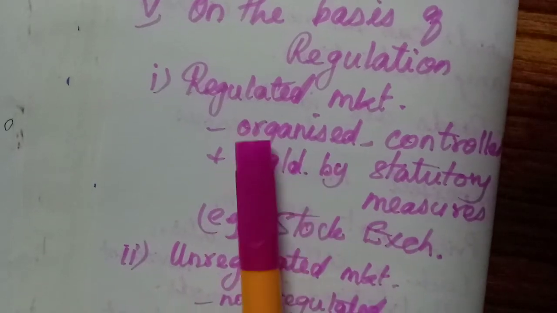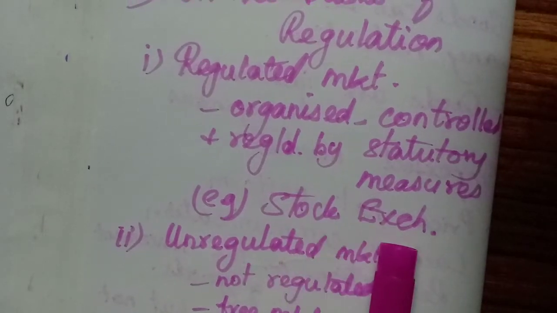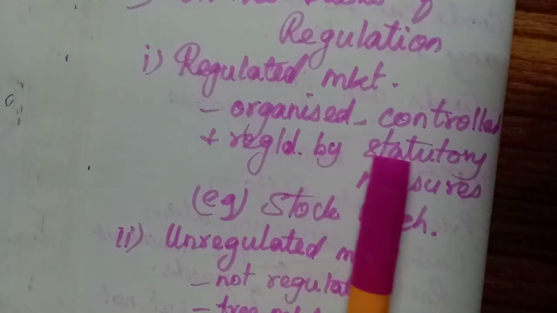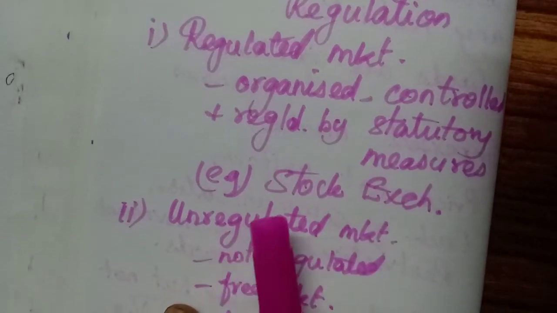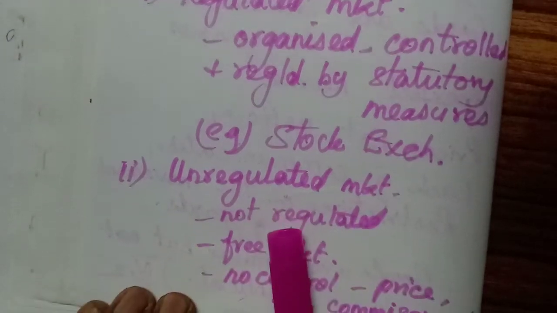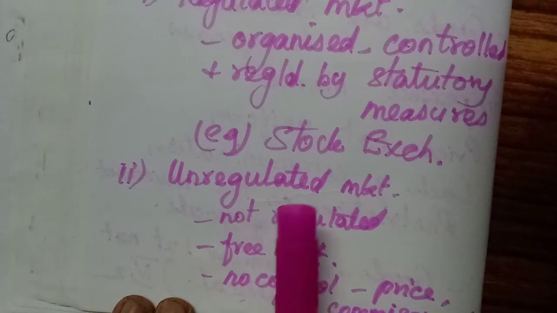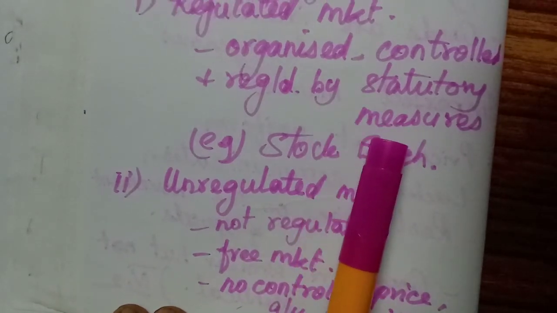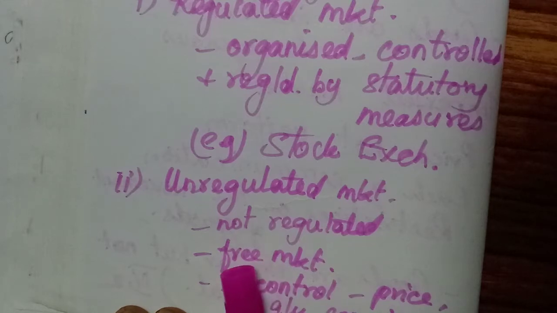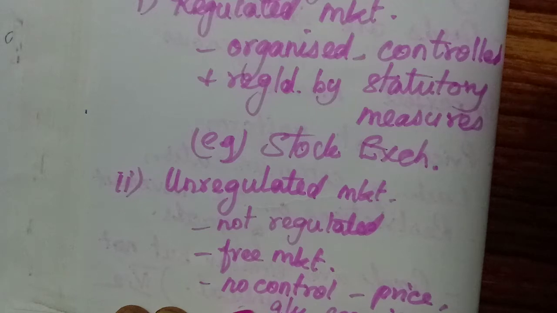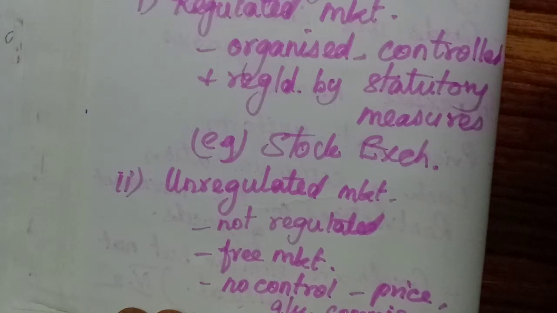The best example for the regulated market is the stock exchange market. It is organized, controlled and regulated by some statutory measures. Example: stock exchange. What is an unregulated market? We can say these markets are not regulated by any statutory measures. So we can say these markets are free markets, with no control over the price, quality and commission that they receive.